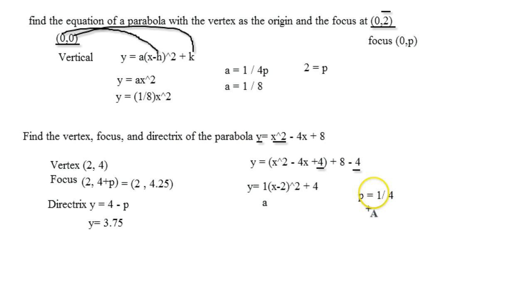Now, what you could also do is set up the equation and double check it just to make sure everything's correct. You could also set up the focus and the directrix to see if you're all set.